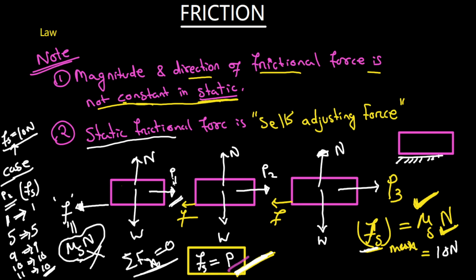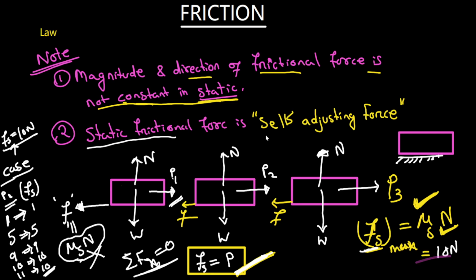Once the magnitude of this force exceeds the fs maximum, in that case you will get the frictional force as fs maximum only. Suppose fs maximum for a given situation is 10 newton, and you are applying 11 newton, in that case the maximum frictional force you will get is 10 newton only. Are you getting my point? I think you got how to calculate the static frictional force value.